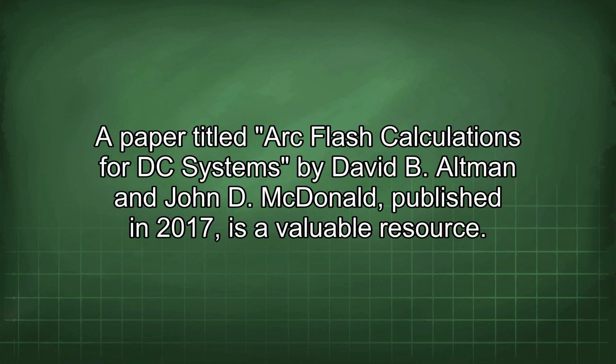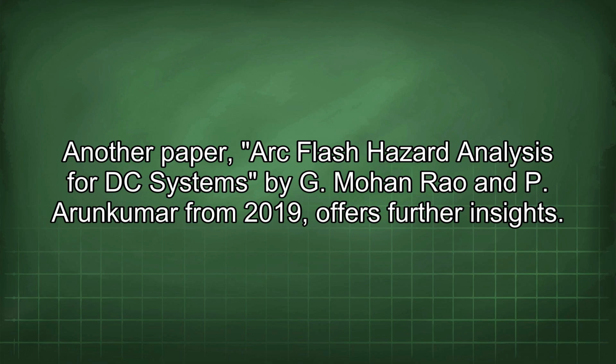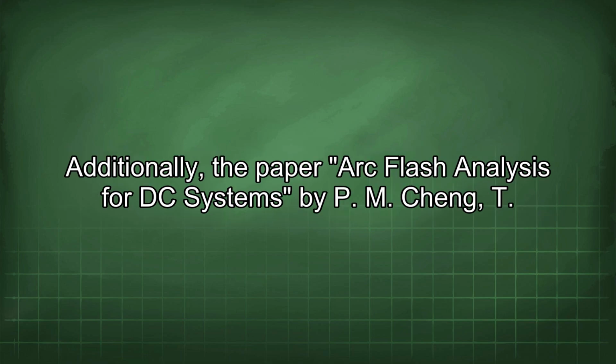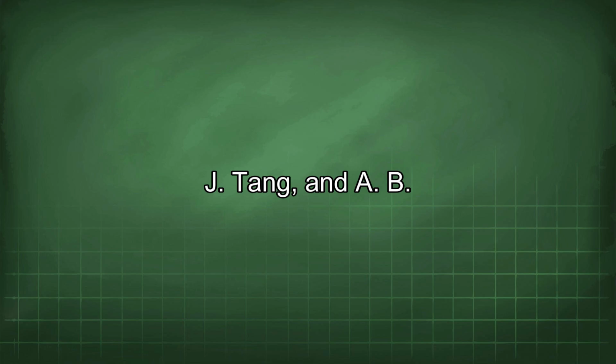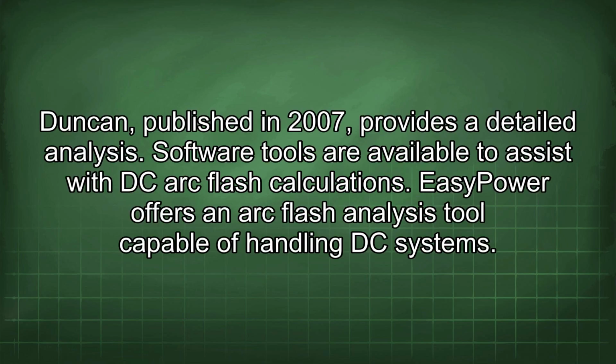A paper titled Arc Flash Calculations for DC Systems by David B. Altman and John D. McDonald, published in 2017, is a valuable resource. Another paper, Arc Flash Hazard Analysis for DC Systems by G. Murhan and P. Arankumar from 2019, offers further insights. Additionally, the paper Arc Flash Analysis for DC Systems by P. M. Cheng, T. J. Tang and A. B. Duncan, published in 2007, provides a detailed analysis.